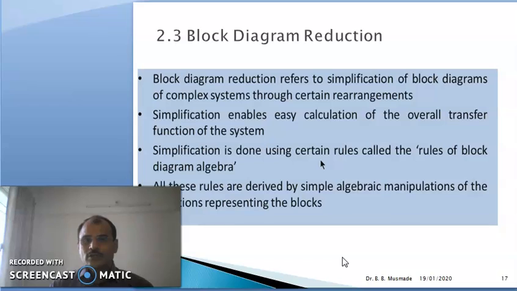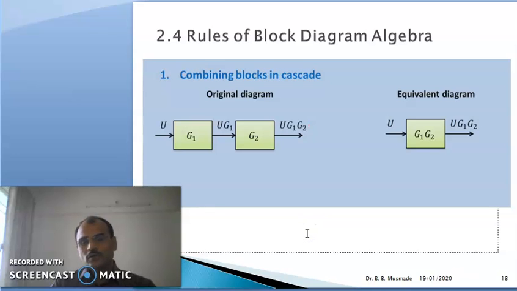Using this, simplification is done using certain rules called the rules of block diagram algebra, and they are very simple rules based on addition, subtraction of informations or blocks. All these rules are derived by the algebraic manipulation of equations representing the blocks. So let us discuss these rules one by one.